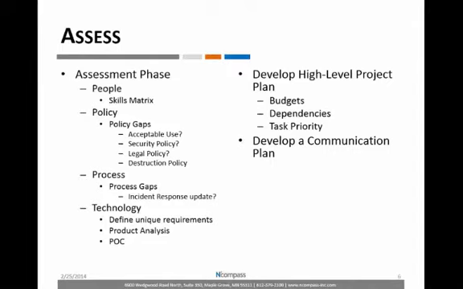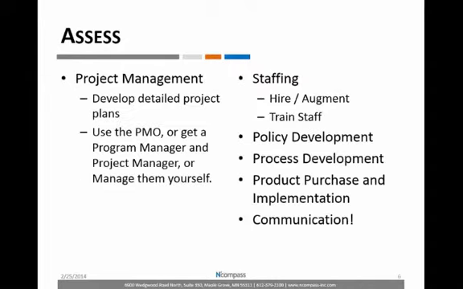Out of all these assessments, you should be able to develop a high-level project plan that includes capital and operational budgets, project or technology dependencies, and task and project priority. This is also the appropriate time to develop a communication plan. Anytime you have a project that affects end users, you want to notify them of changes and benefits at the appropriate time.